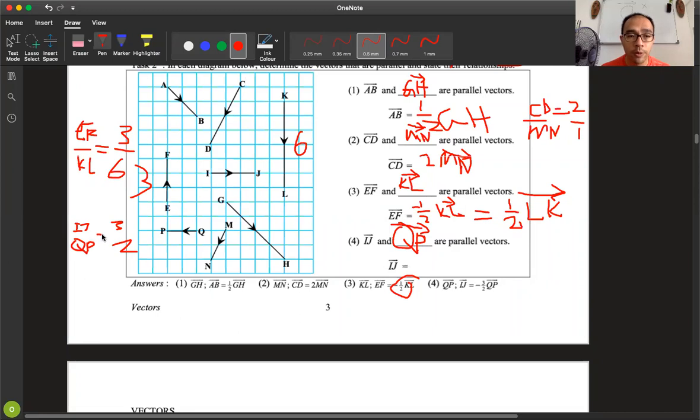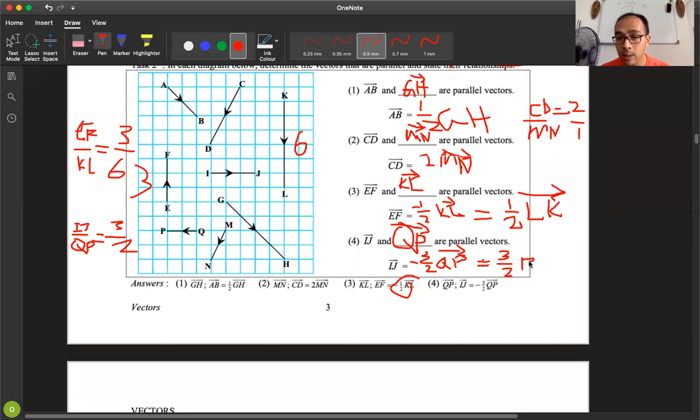If I'm going to bring this up, I'll get 3 over 2 QP. So IJ is 3 over 2 QP, but because the direction is opposite, because IJ is left to right and QP is right to left, it will be negative QP. Or if I don't want to have the negative sign, no problem. I keep the number. It's still 3 over 2 because dari segi jarak, dia masih lagi 3/2.